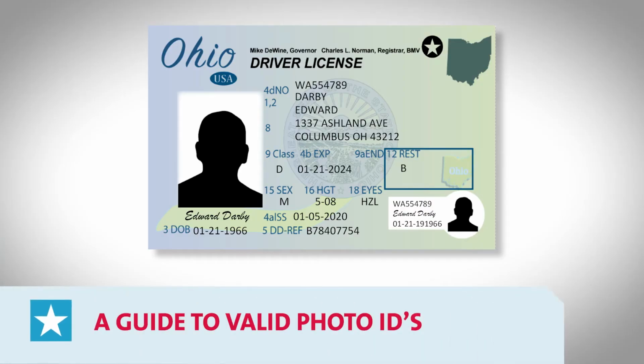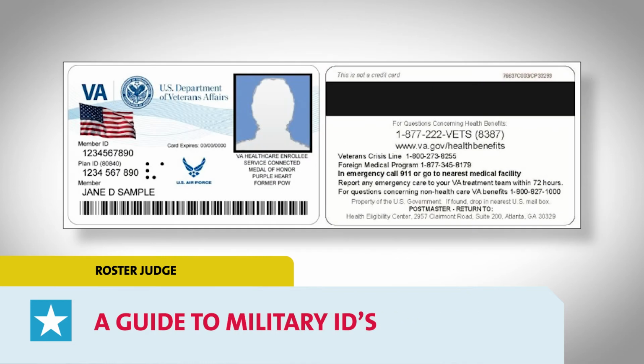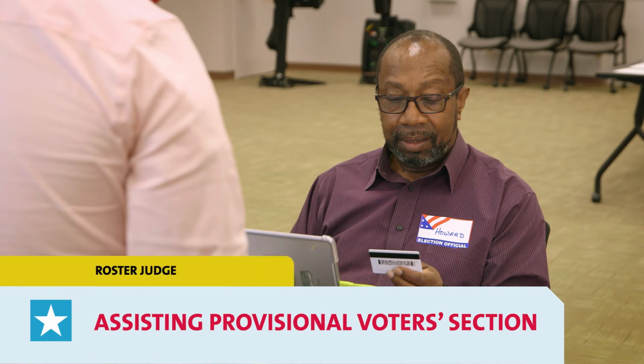Sure. If a photo ID, ensure it's valid by checking against the criteria in a guide to valid photo IDs. If a non-photo ID, ensure it's valid by checking against the criteria in a guide to valid non-photo IDs. If a military ID, ensure it's valid by checking against the criteria in a guide to military IDs. If the ID is expired or does not meet criteria, ask for another form of ID. If no other form of ID is available, follow the steps in the Assisting Provisional Voters section.